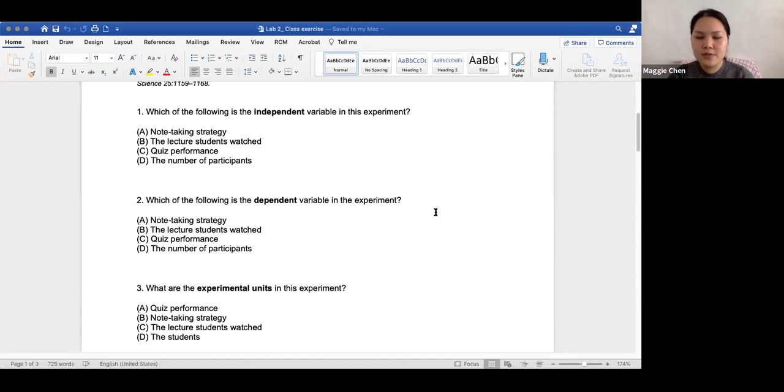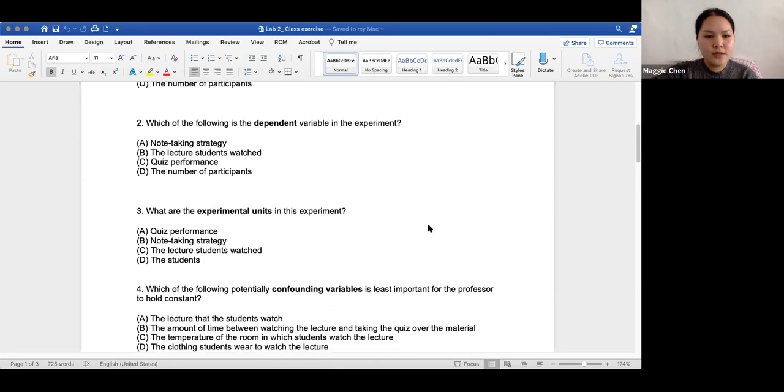So what are we trying to measure? What are we tracking at the end of our experiment? What are we trying to see that changes? Note-taking strategy, we already know is our independent variable, so we can take that out. The lecture students watched is not going to depend on what note-taking strategy they're doing. The number of participants, again, does not change. So we can say that C, quiz performance, is our dependent variable because we're trying to track and measure whether there is a difference between the 2 different note-taking strategies. Does quiz performance depend on note-taking strategy? So C would be our dependent variable.